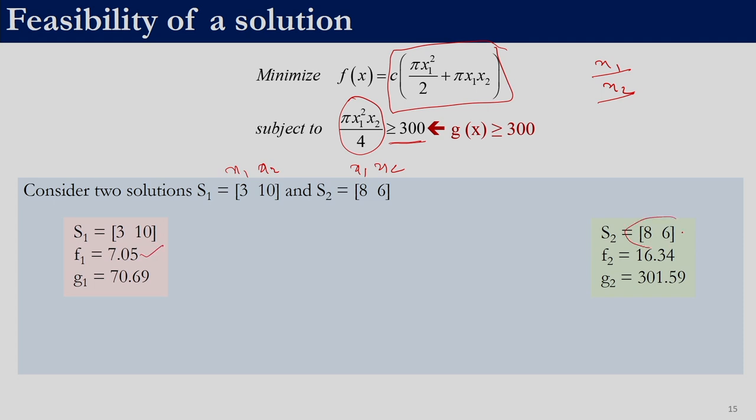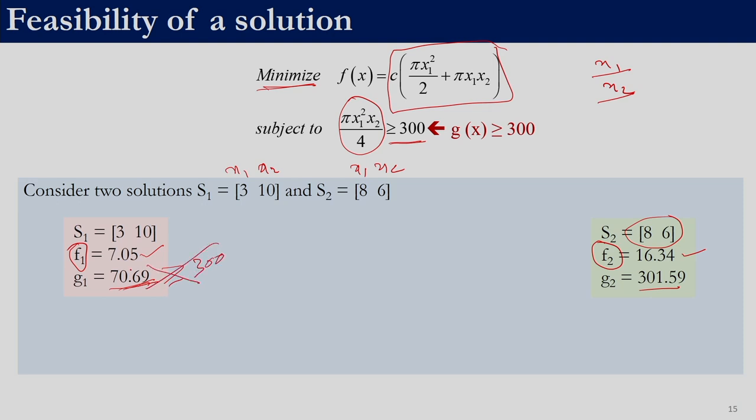And if we plug in 8, 6, we'll get a value of 16.34. And if we calculate the right-hand side of this constraint, that is pi x1 square x2 by 4, it turns out to be 70.69 for solution 1. And in solution 2, it turns out to be 301.59, right? So if we look at the objective function, f1 and f2, 7.05 is better than 16.34 because our objective is to minimize. However, this solution does not satisfy the constraint, as 70.69 is not greater than or equal to 300, right?